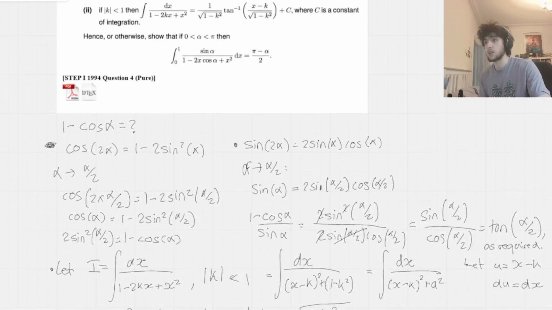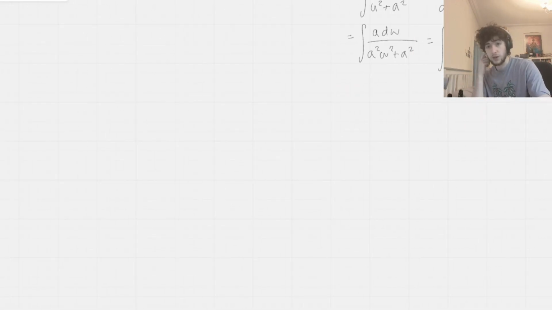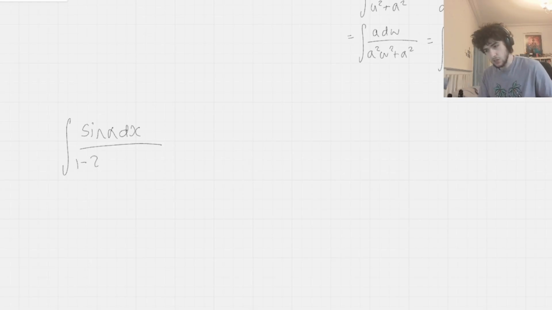All right, let's just get straight into it then. Well, immediately, if we just have a look at the indefinite form of that integral, then what we're going to have is indefinitely the integral of sine alpha dx over 1 minus 2x cosine alpha add x squared dx.